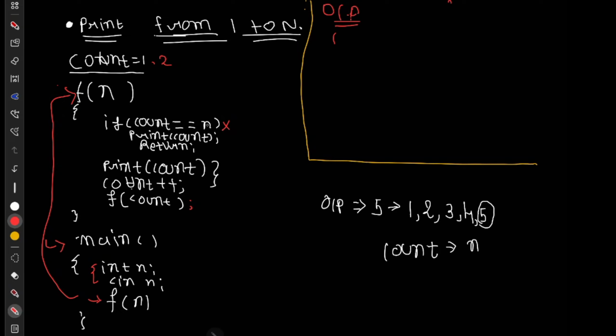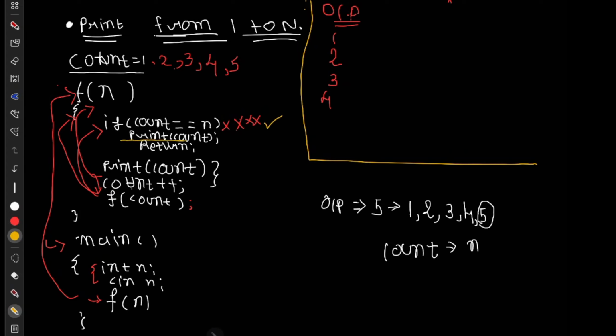Again the value of count is 2, which is not equal to 5. This condition is false. Again in the output we see 2. Again this function is called, and the value of count is 3. Again this condition is false. In the output we see 3. Again the value of count becomes 4. The same function is called. This condition is false. In the output we see 4. The value of count becomes 5. Again this function is called. Now this condition becomes true.